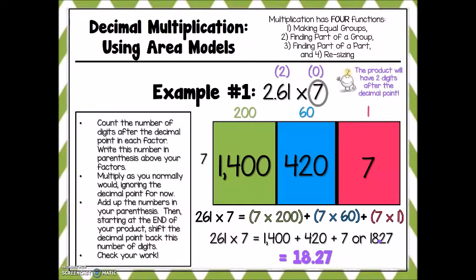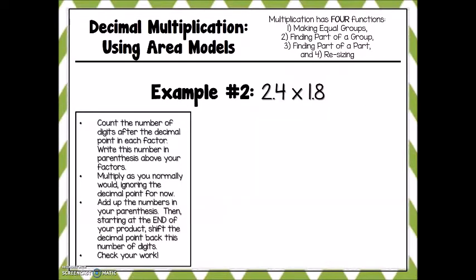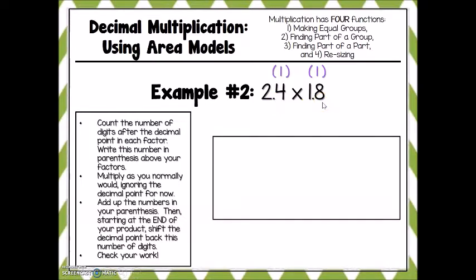Let's take a look at another example. This time I have 2 decimal factors, 2 and 4/10ths times 1 and 8/10ths. I'll still count my digits after the decimal point, but this time with 2 decimal factors, I'll have 1 digit after the decimal point in each of those numbers. Now I'll multiply just like I normally would.